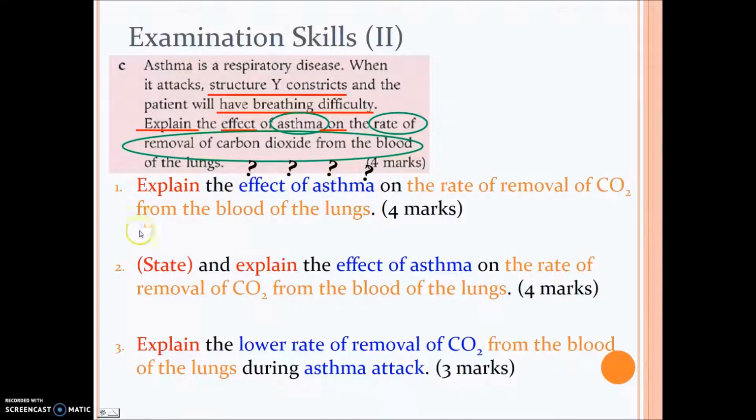You may see that the question is asking me to explain the effect. So do I need to state the effect as well? Yes, you should and you must, because the question did not mention anything about the effect, a positive effect or a negative effect, higher or lower rate. It did not mention, so you need to mention it. So there will be 4 marks: 1 mark for the effect, higher or lower rate, and 3 marks for the explanation.